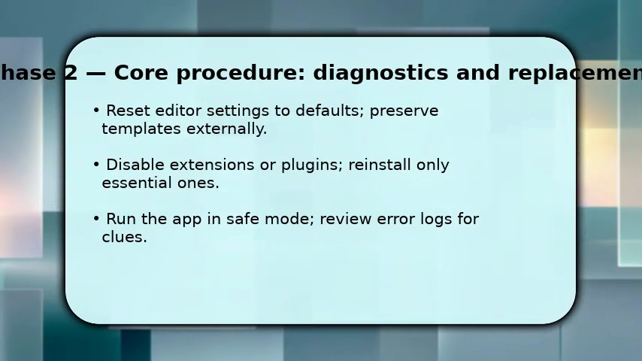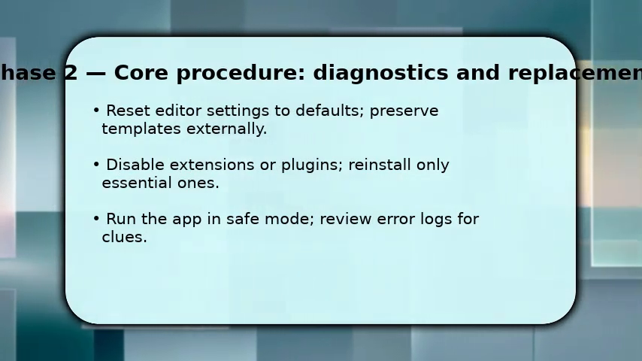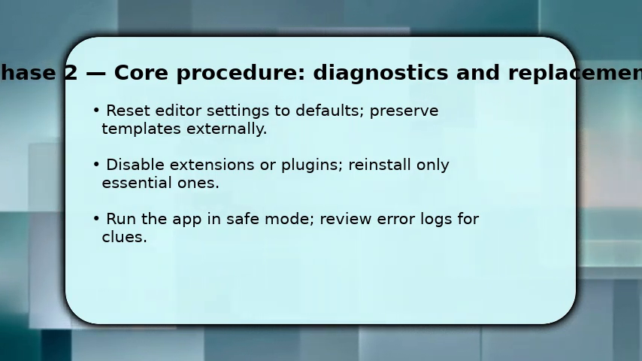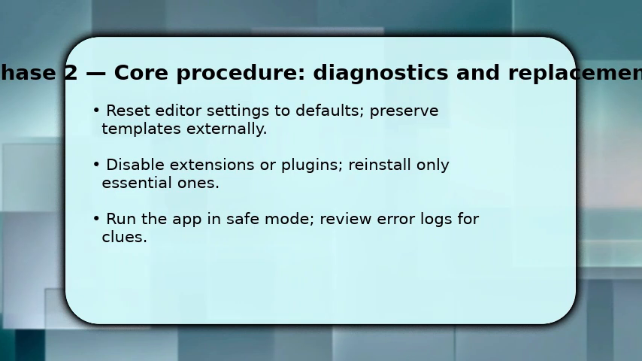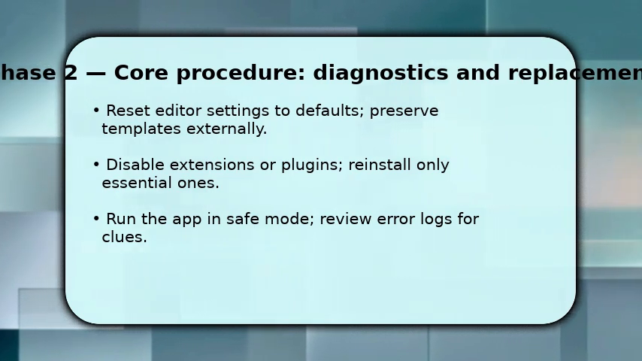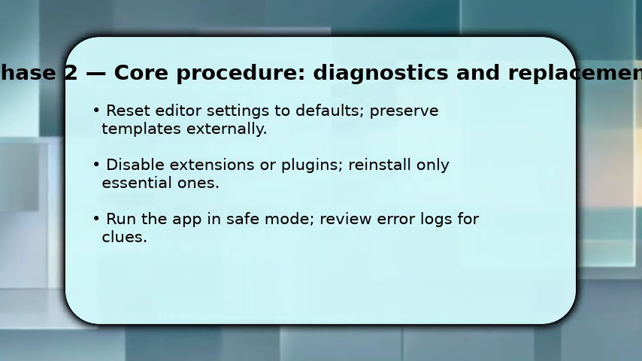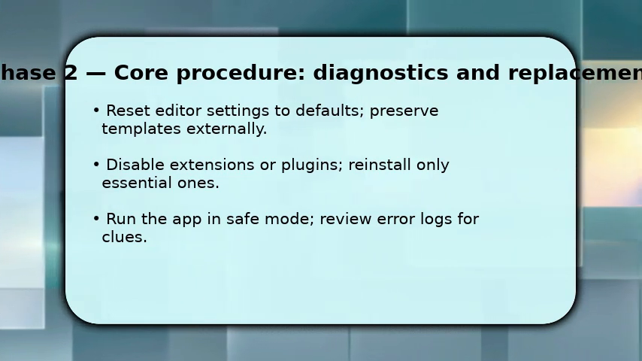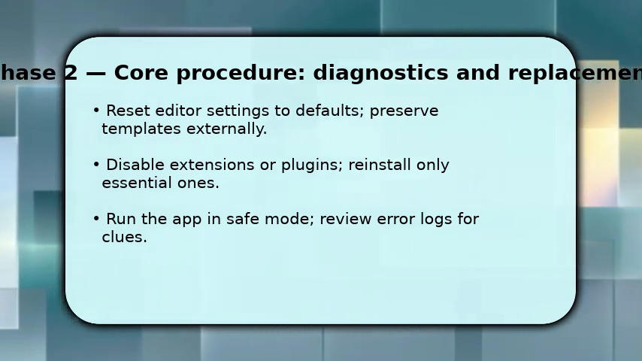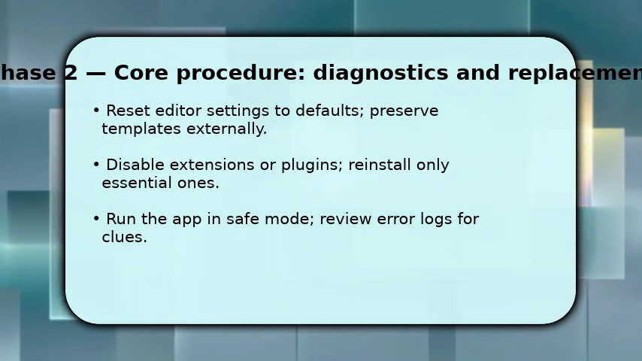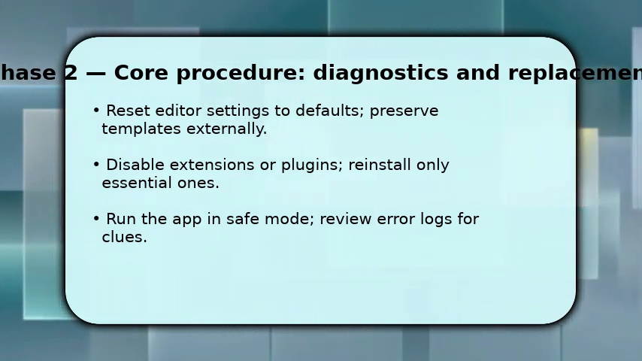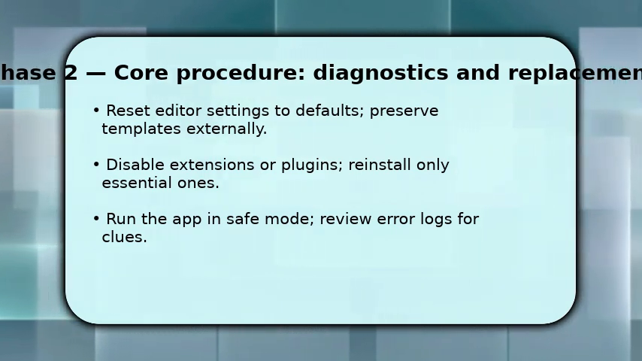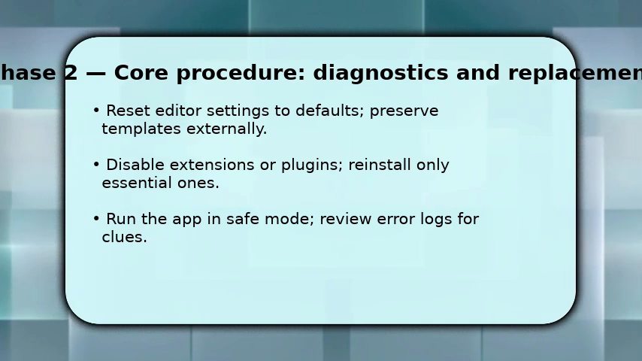Once the basics are handled, reset the editor settings to defaults while saving templates externally, because custom configs can hide bugs. Next, disable all extensions or plugins, and then reinstall only the essential ones to isolate conflicts. Run the app in safe mode to load a minimal environment, and open the error logs to spot specific failures or missing modules. If a plugin caused the issue, reinstall a clean version. Otherwise, the logs guide which component to repair or replace.